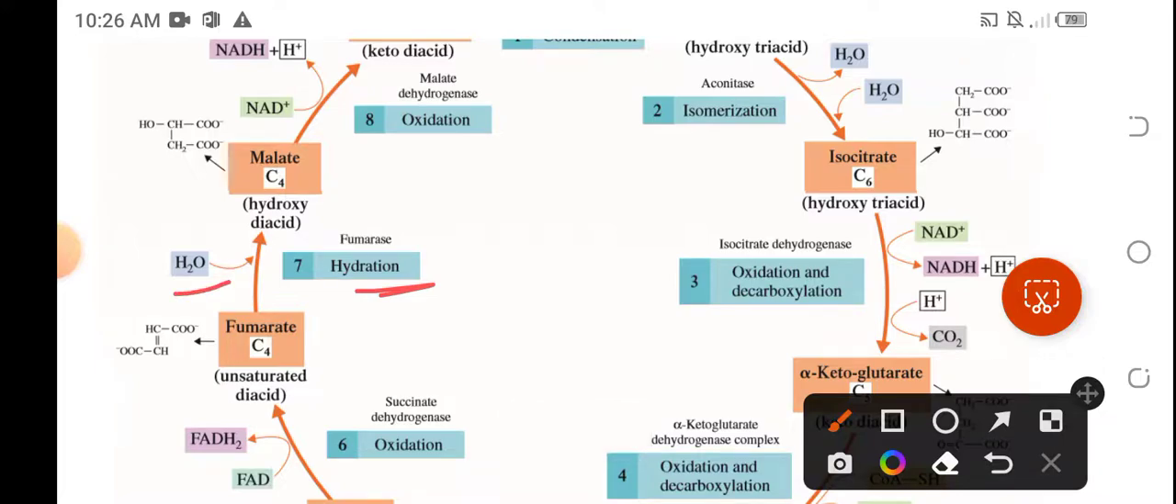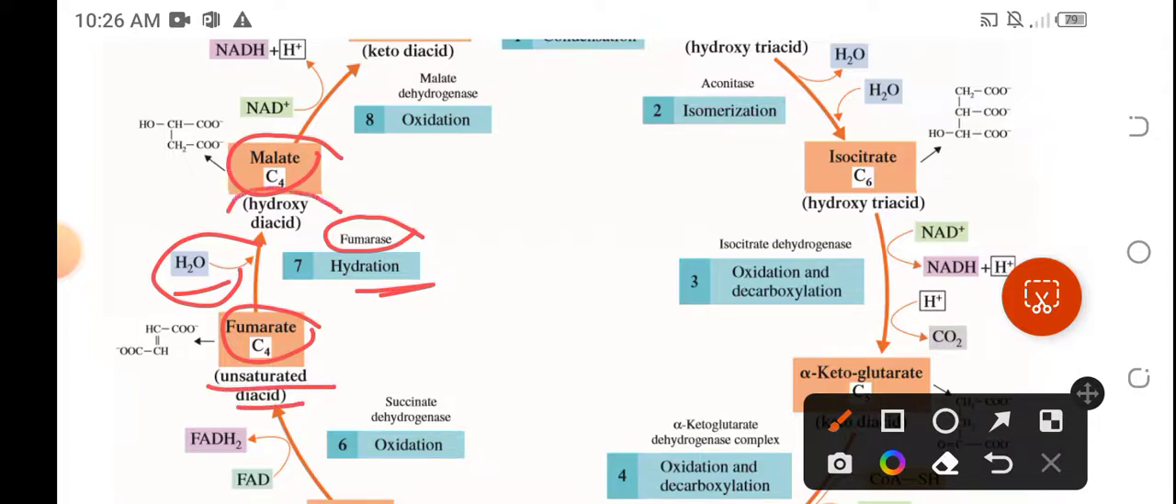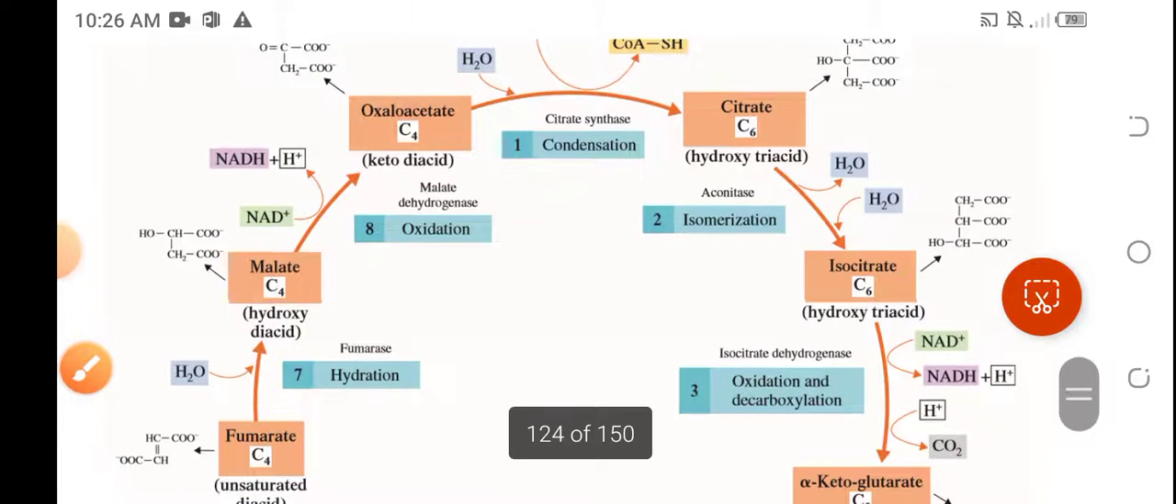Then, the seventh reaction is hydration. So, we need the use of water here, so water will be incorporated, plus of course, the presence of the enzyme fumarase, wherein the fumarate will then become a malate. From being an unsaturated diacid, magiging hydroxy diacid na siya. So, the unsaturated part will be broken so as to accommodate a hydroxyl group. Okay? So, meron siyang isang hydroxyl doon, tapos meron pa rin siyang dalawang diacid part. Okay? So, fumarate will then turn into malate during the seventh reaction of the Krebs cycle.